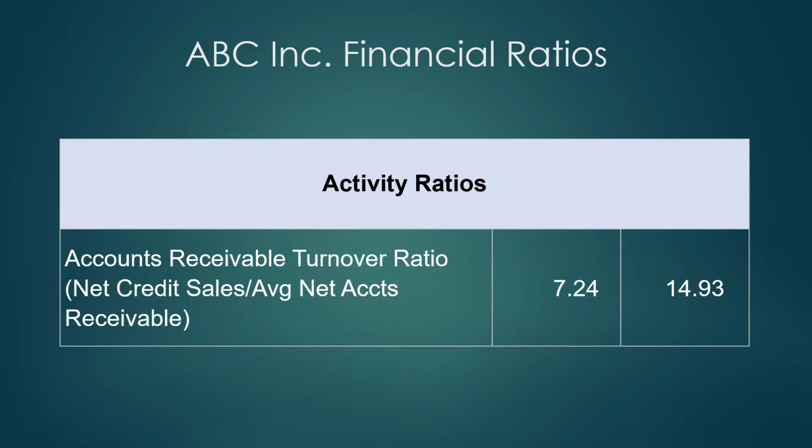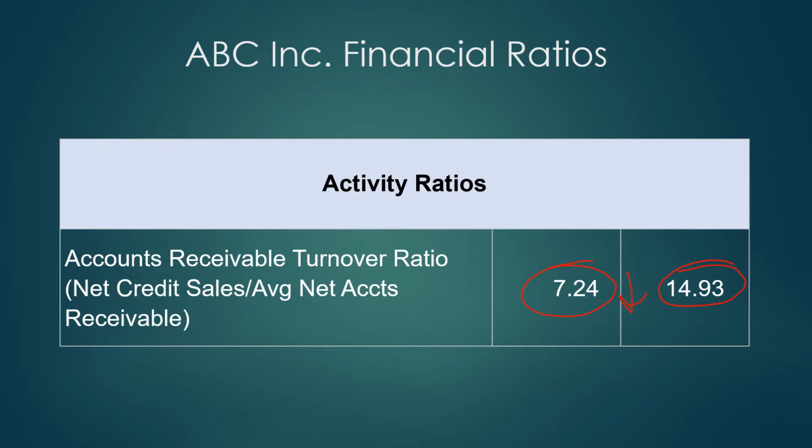The ratio for ABC for 2018 is 7.24, which is down about half of what it was in 2017 of 14.93. This is due to ABC's signing contracts with net payable days of 75 to 120 days instead of the normal 30 days net payable that it had in 2017.